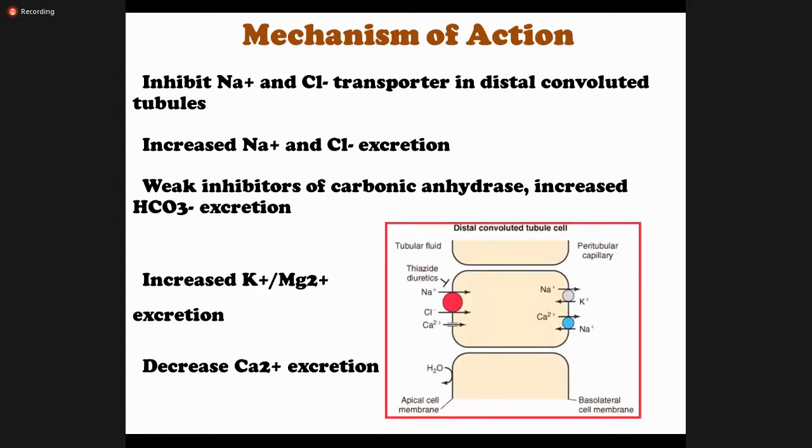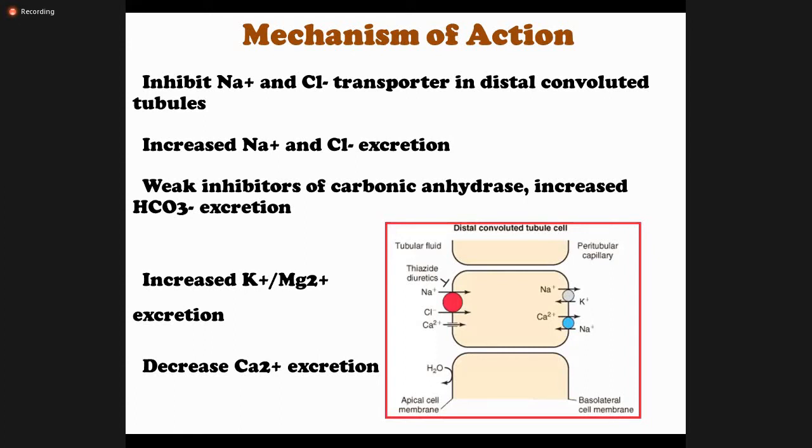Okay, mechanism of action. It inhibits the sodium and chloride transporter in the distal convoluted tubules, right? So what you must remember is the site of action. And in case of loop diuretics, what was the site of action? The site of action was the thick ascending limb of the loop of Henle. And in case of thiazide diuretics, the site of action is the distal convoluted tubule. Okay, increased sodium and chloride excretion, just like in case of loop diuretics. Weak inhibitor of carbonic anhydrase, increases bicarbonate excretion, increases potassium and magnesium excretion.